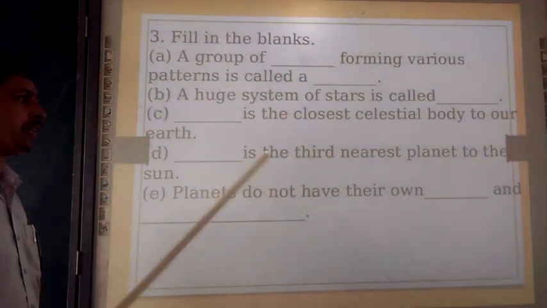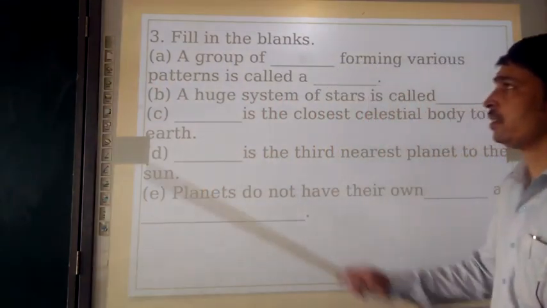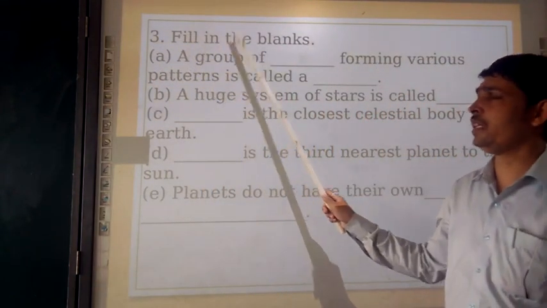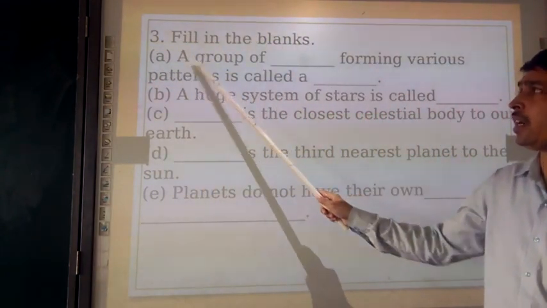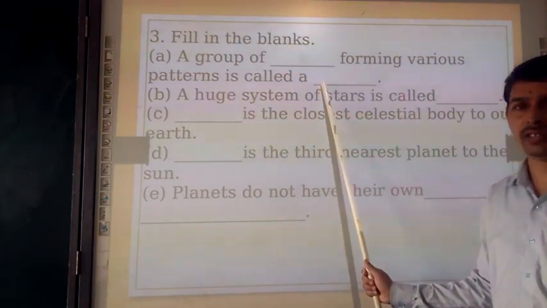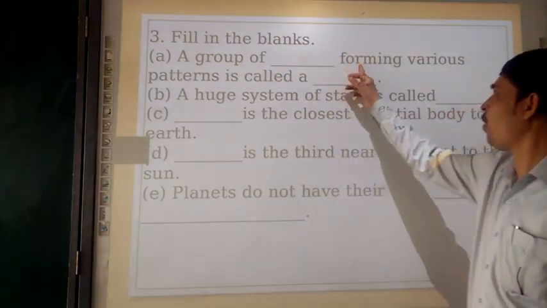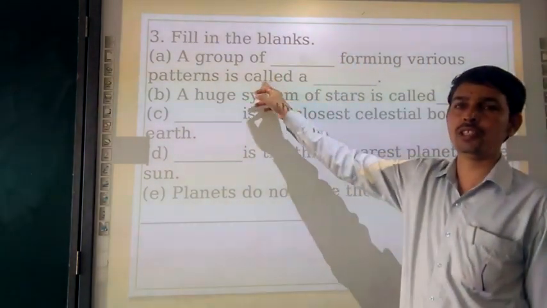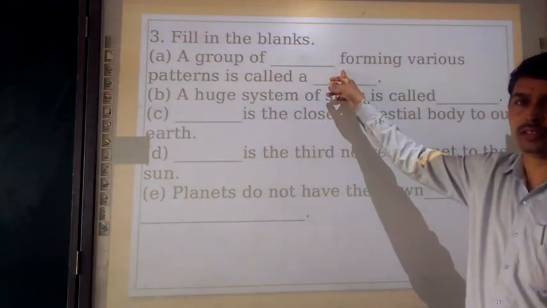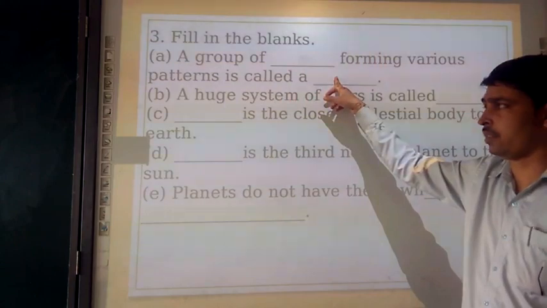So here are the fill in the blanks for you. Please see the fill in the blanks. Third, fill in the blanks. A group of dash forming various pattern is called dash. So here, a group of stars forming various pattern is called a constellation. Okay, the answer is star here and constellation here.